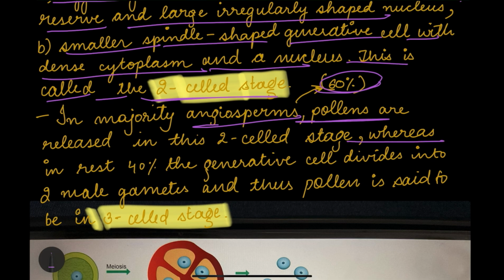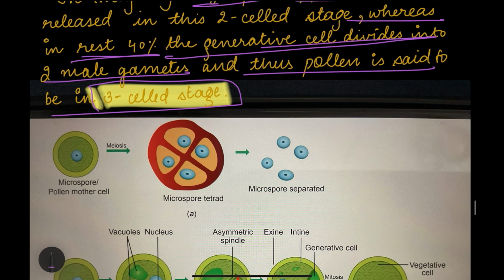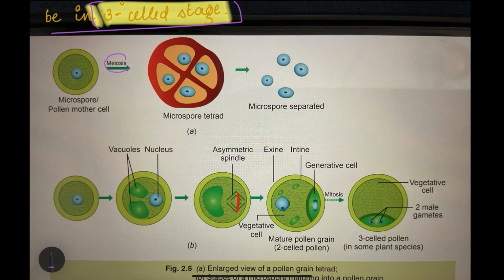Okay, but in some rest 40%, the generative cells also undergo division. They form two male gametes, and thus pollen is said to be in three cell stage. Okay, now let's see. This is the microspore mother cell. It underwent meiosis. It formed the microspore tetrad. Then when the anther got mature and dehydrated, so these microspores got separated and released.